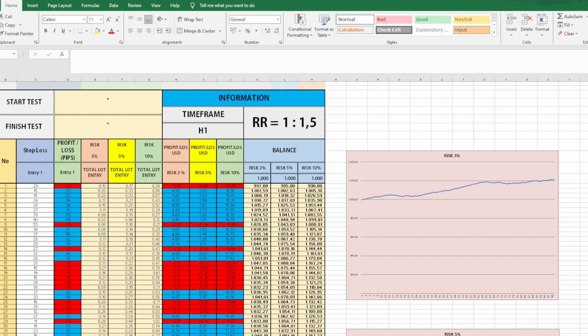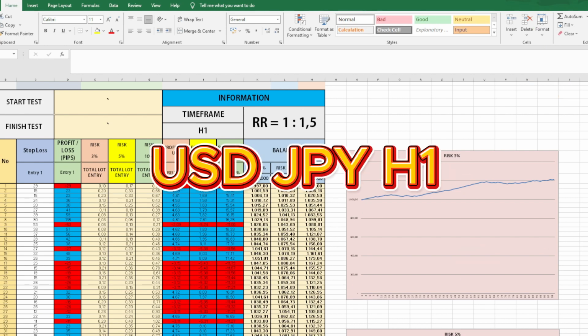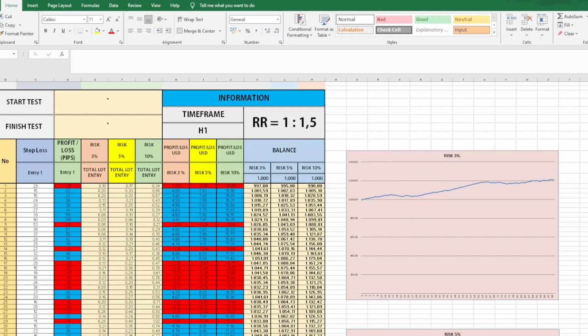2. This day trading backtesting utilizes the USD/JPY H1 pair. 3. This day trading strategy employs a risk and reward ratio of 1 to 1.5. 4. If we examine the account graph data below, it is evident that this day trading strategy exhibits a fairly stable growth. This can be observed from the graph, which moves quite steadily.